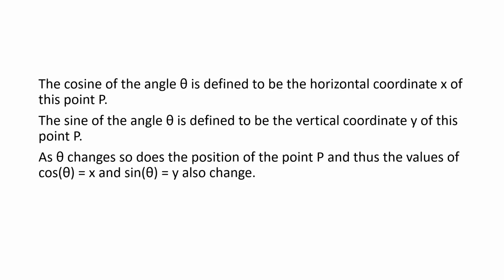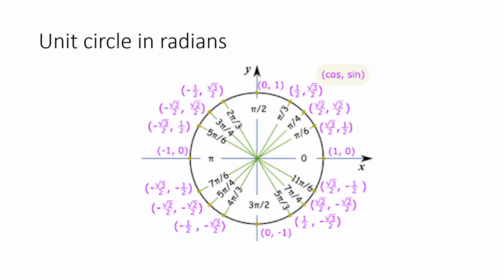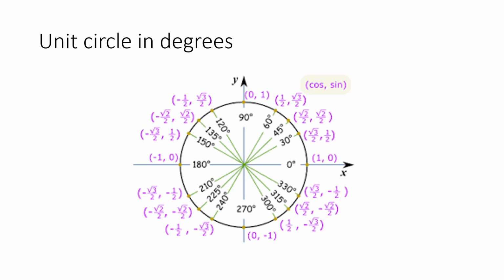Okay? And so as the angle changes, the coordinate on the outside of the unit circle changes, and so cos theta and sine theta also change. So this is what we mean. When we draw a circle with a radius of 1 at the origin, then any point on the outside of that circle will give us the cos and the sine of the angle in the interior. So that's really a very useful property. So this is what the unit circle looks like in radians, and this is what the unit circle looks like in degrees.